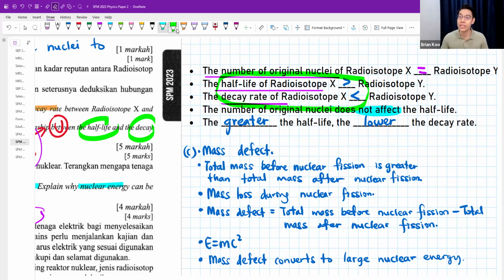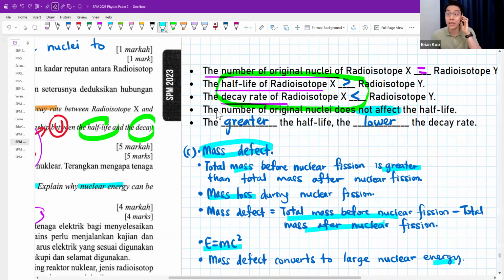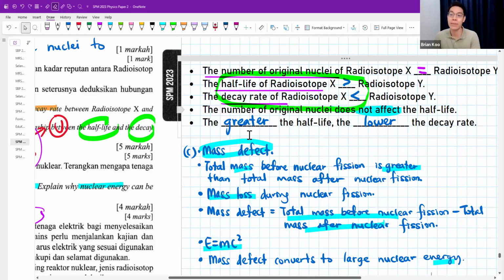The whole idea is just around mass defect. If you notice, mass loss, you get a mark. How to get the mass defect? You get a mark. You say the before is greater than after, you get a mark. Formula, you get a mark. You say mass defect converts to energy, also get a mark. So any 4 out of 5 points, the whole question is just about mass defect.